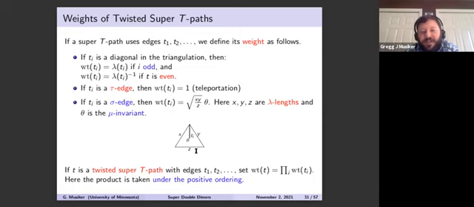And the twisted super t-path has a weight given as the product of all those, where this product is taken since it involves mu invariance using the positive ordering, regardless of combinatorially which mu invariants show up in what order. So the positive ordering definition overrides the combinatorial ordering for the mu invariance. All right, so with all this in mind, let's do an example.